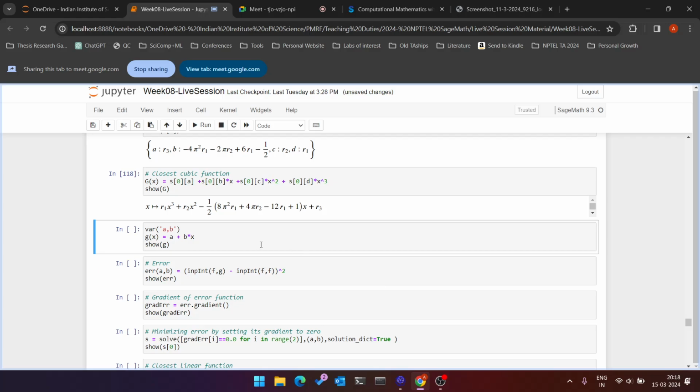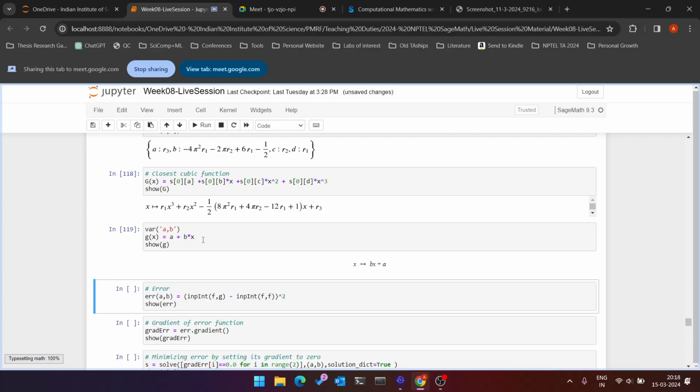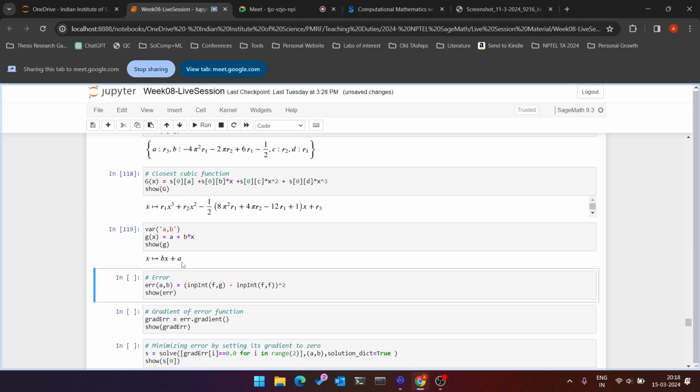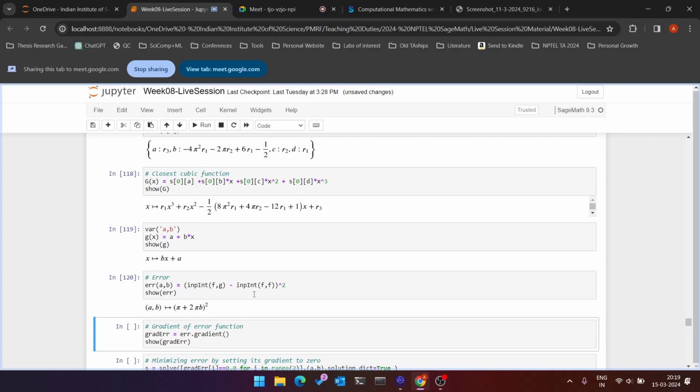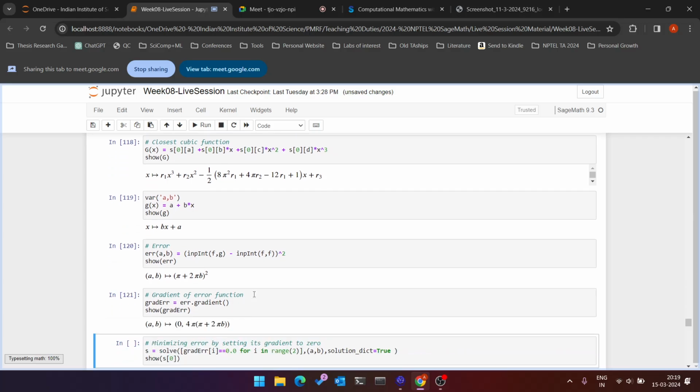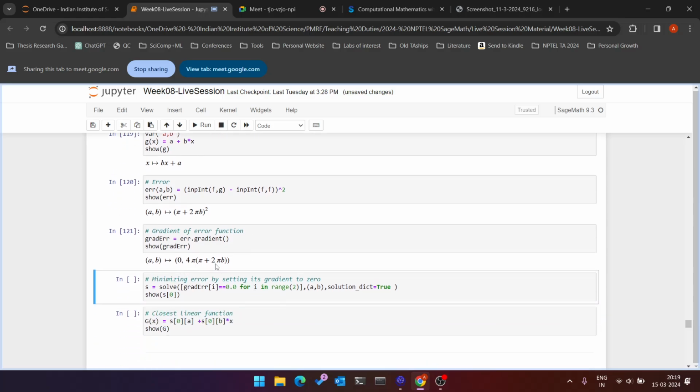If we want to find simply a linear function which is closest to f of x, I again begin by defining variables a and b and g of x to be a plus bx. So the map g is basically x going to bx plus a. Same process: error as the square of difference between inner product of f, g with inner product of f itself. So this is how the error looks like. If I take the gradient, then one term directly goes to zero and we are only left with the second term.